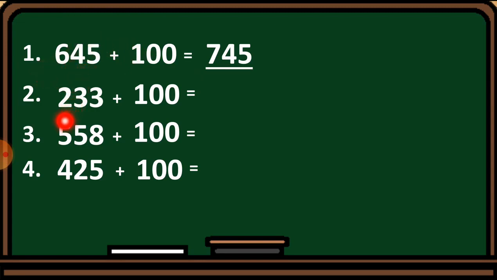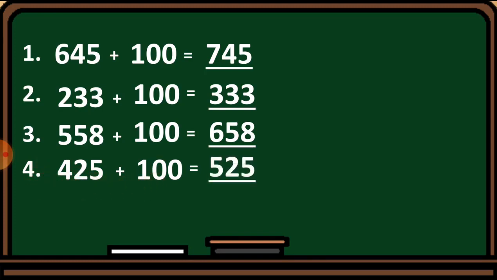Number 2, 233. If you add 100 to it, 2 plus 1 at the hundreds place, so the answer 333 we get. Number 3, 558. Just add one at the hundreds place. It means 5 plus 1 is equal to 6. So we get the answer 658. Here is number 4, which is 425 plus 100 is equal to 525. This way we have to complete this exercise.